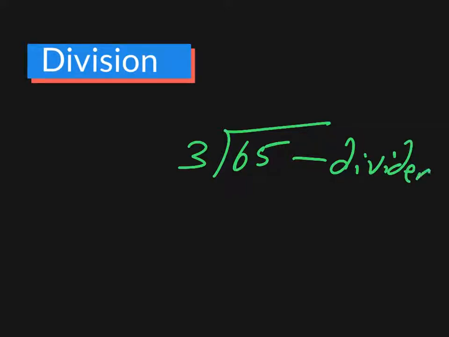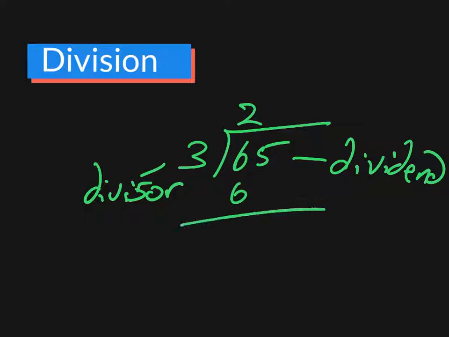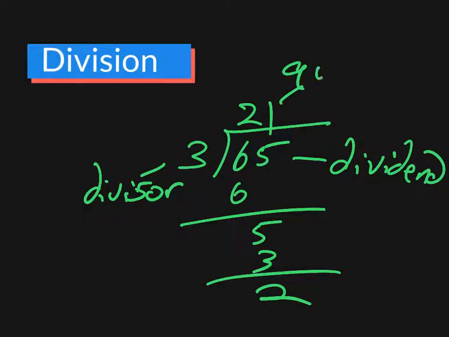In division, the number that you start with is called the dividend, and the number you're dividing by is called the divisor. So if we're dividing 65 by 3, this is the dividend, and this is the divisor. And when we work it out, the answer is called the quotient. And if there's anything left over, it's called the remainder.